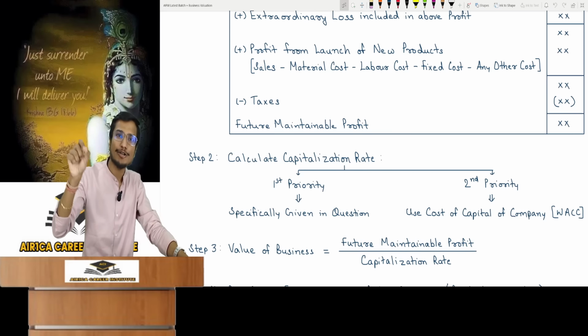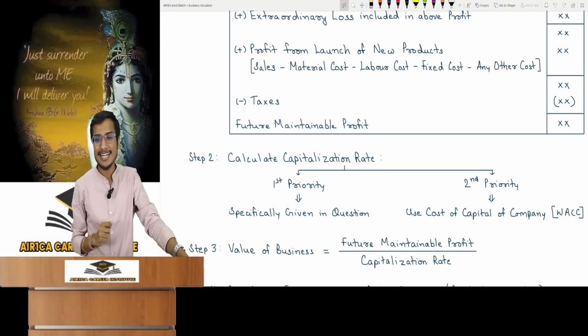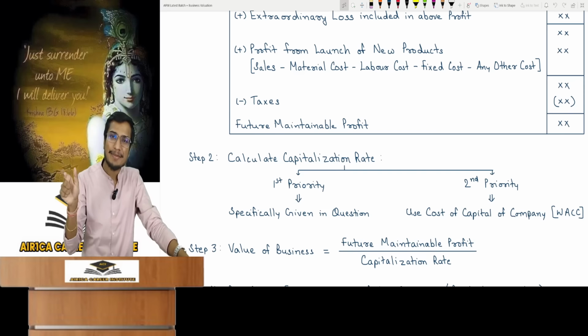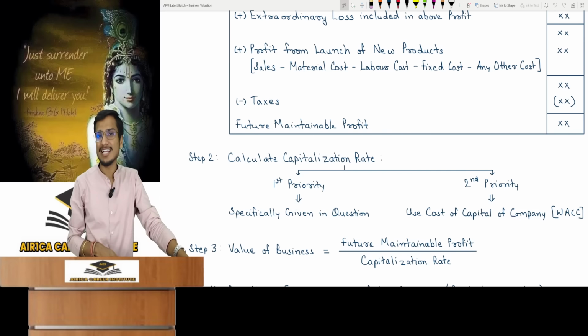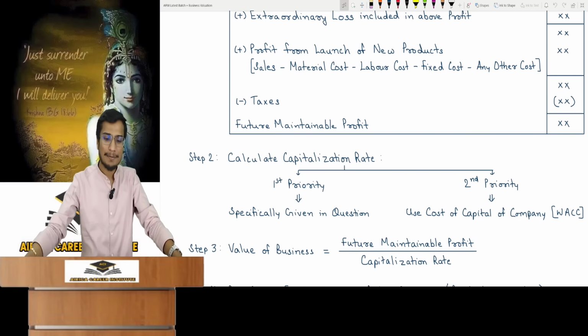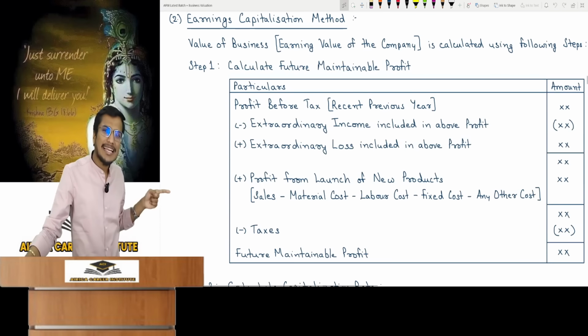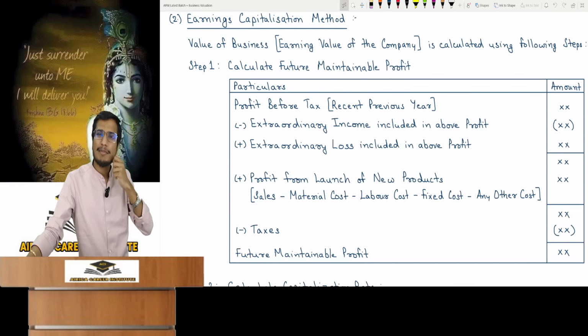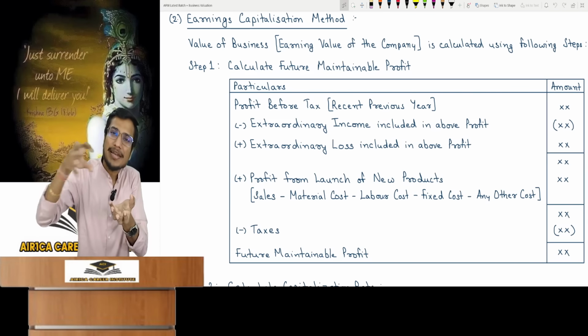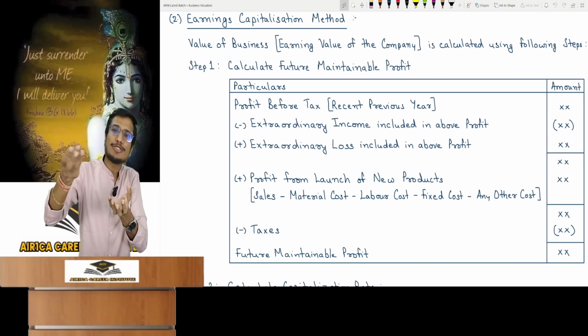If the capitalization rate isn't given in the question, what will we do? Before reading the second priority, let me tell you what mistake the institute makes. Then we'll move to the second priority. Now look. Here we have taken the future maintainable profit. What is future maintainable profit? In every way, it is the company's PAT. So it's the company's PAT with future adjustments.